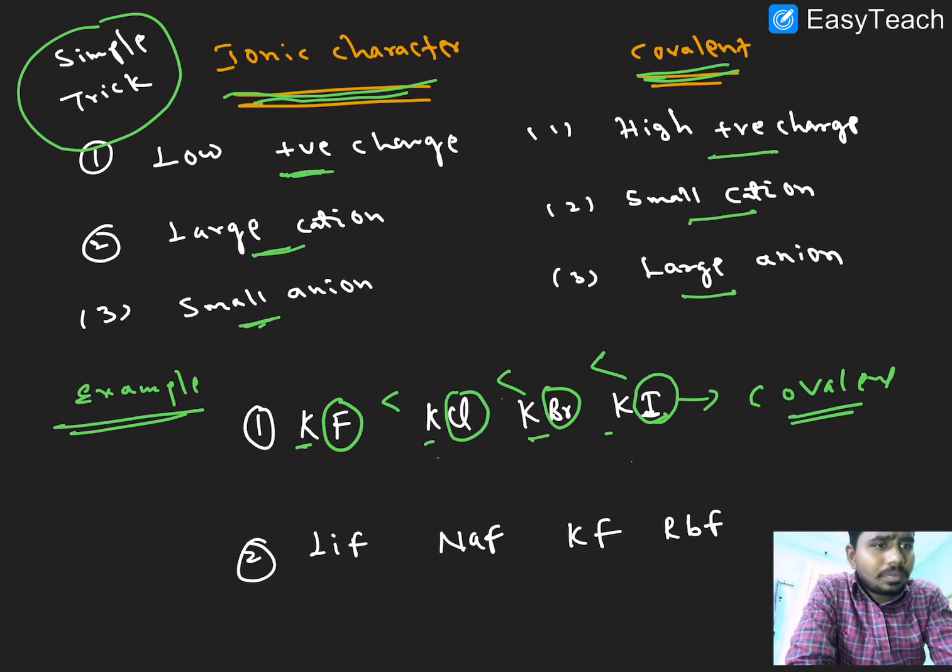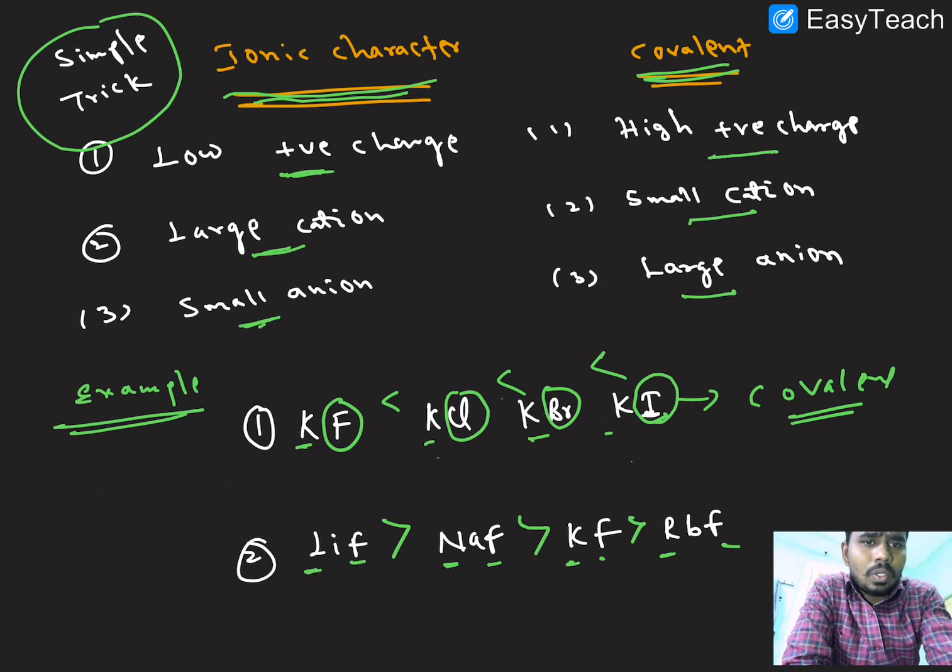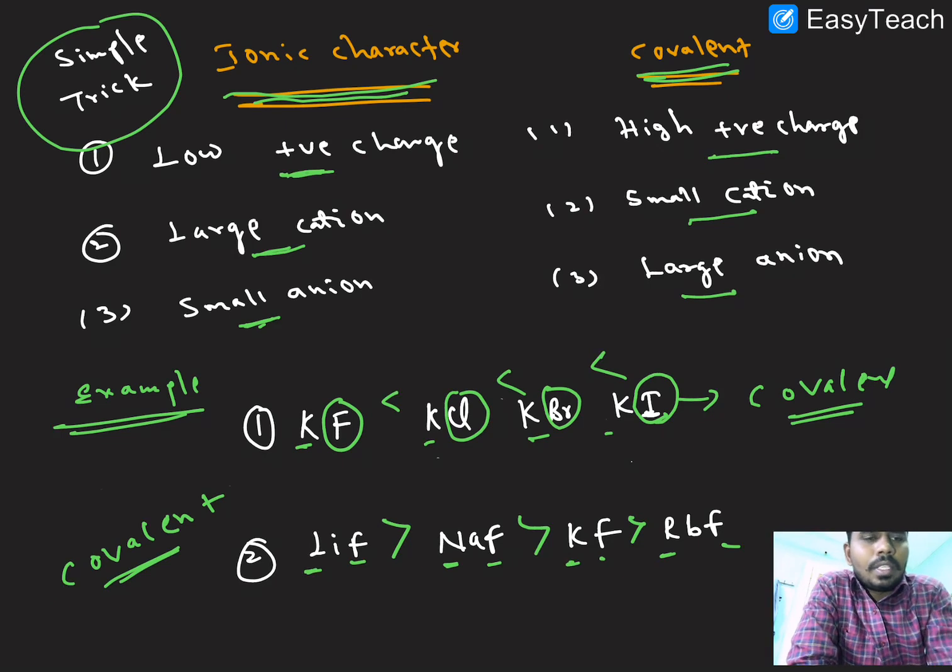Next one, the anion is the same, and the cation size increases. So a small cation gives high covalent character. Here lithium is small, so this is the order. I hope this covalent character order is clear, right? See in the next slide a few more examples, where we can understand very clearly.